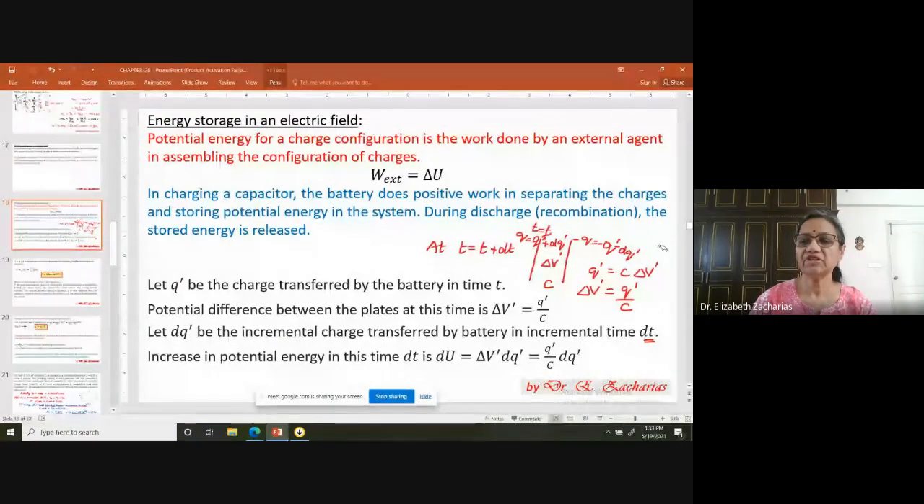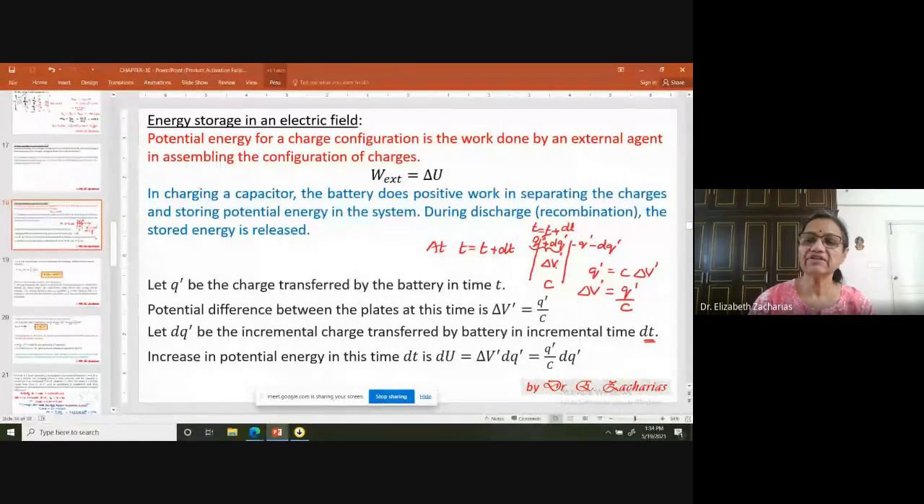Let me again repeat. When the time is 0, the potential difference was 0, the charge is 0. At a time t equal to t, let the charges be q prime and minus q prime. And then at a time t plus dt, some more charge would have gone on the plate. So let the charge be q prime plus dq prime, and here it is minus q prime minus dq prime. As a result, the potential is going to be changing.